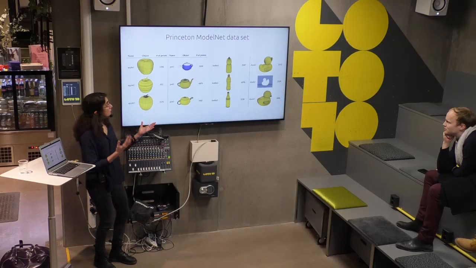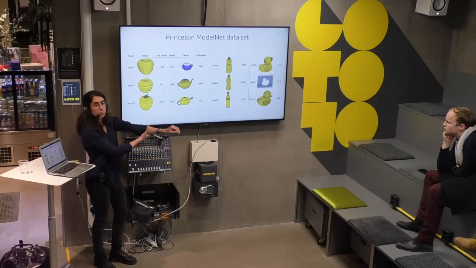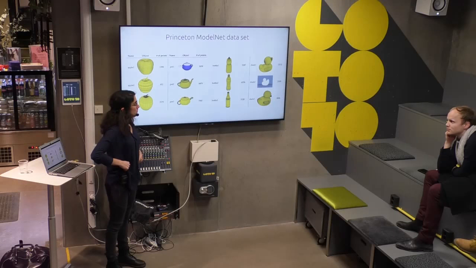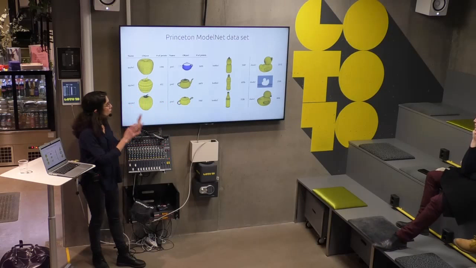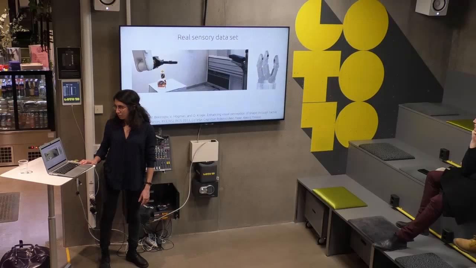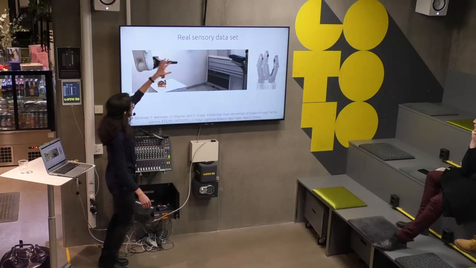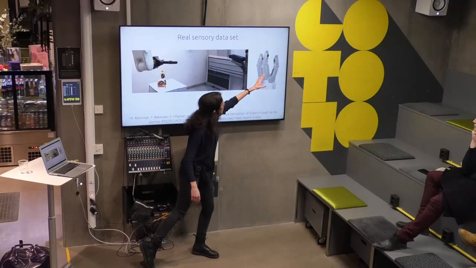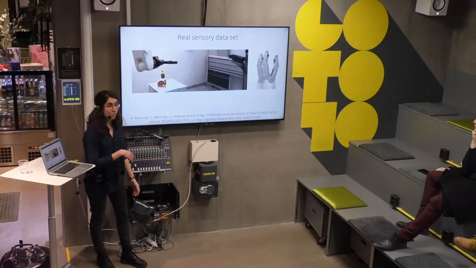Cool. So this is our data set. This is our synthetic data set. It's a data set collected by some Princeton group, and it's available on the internet, and it's basically triangular meshes of different objects. So we have some apples, some pots, bottles, and ducks. And this is the collection of the real sensory data set. So basically there is a Kinect, there is the robot hand with these 3 fingers with tactile pads on it, and that's our 2 sources of measurements.